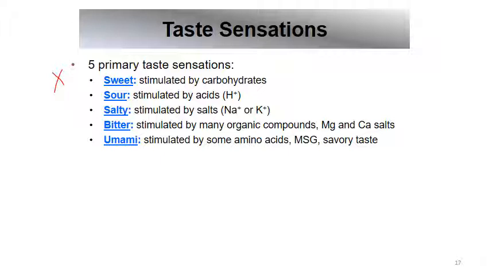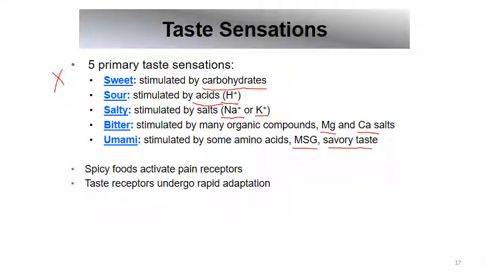Sweet taste stimulates the nerve cells by the carbohydrates. The carbohydrates go into the taste cells and that activates them. Sour taste is activated by acids, acidic food. Salty: sodium or potassium activates the cells. Bitter: magnesium, calcium. And umami is like a savory taste. An example is MSG, a savory taste for umami.